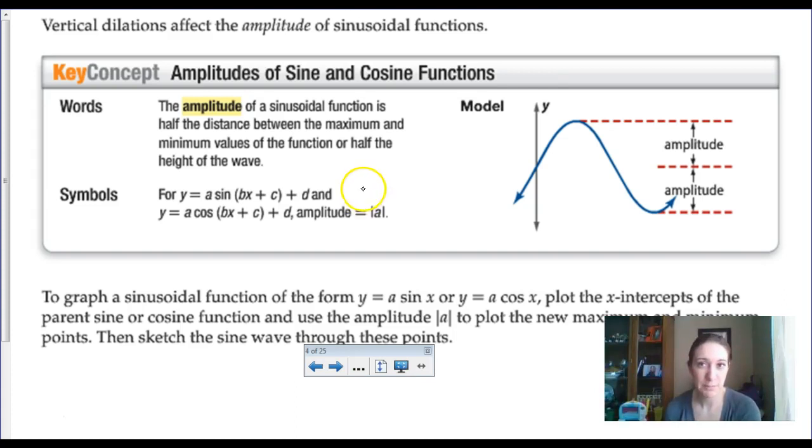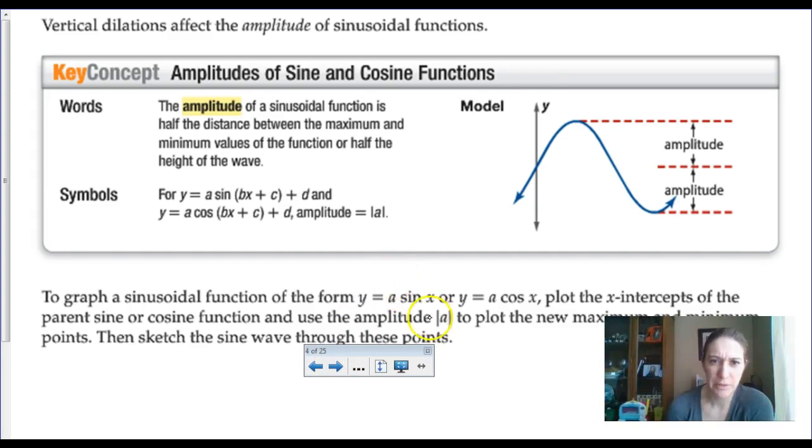Some vocab words for us. Amplitude is the power of the wave, so it's the measurement of midline to the max or midline to the minimum. So they should be symmetrical because of the shape of the graph. And I always refer to it as the power of the wave because I think that helps if you think about an actual wave, like a tsunami wave. You know, the larger the crest, the more powerful it is.